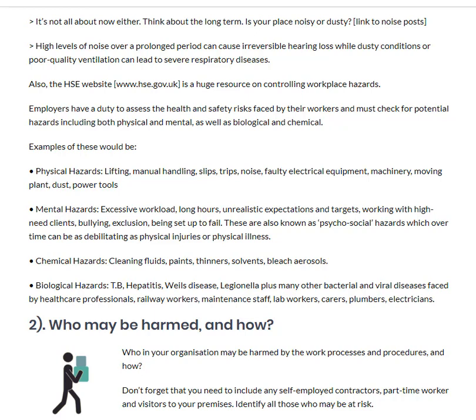These are also known as psychosocial hazards, which over time can be as debilitating as physical injuries or physical illness. Chemical hazards: cleaning fluids, paints, thinners, solvents, bleaches or aerosols. And biological hazards: TB, hepatitis, Weil's disease, Legionella, plus many other bacterial and viral diseases faced by healthcare professionals, railway workers, maintenance staff, lab workers, carers, plumbers and electricians.